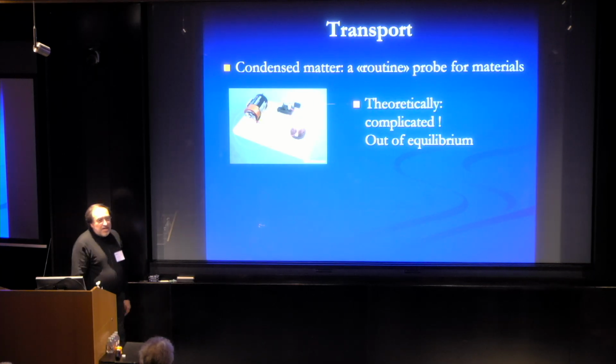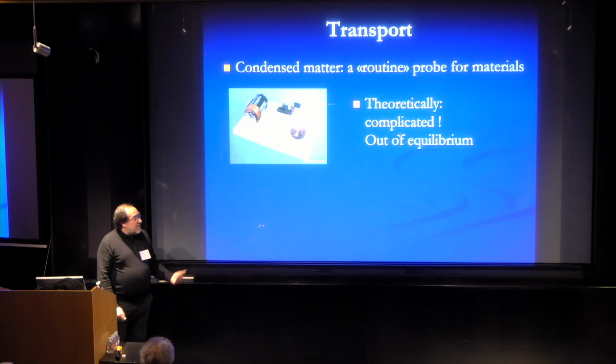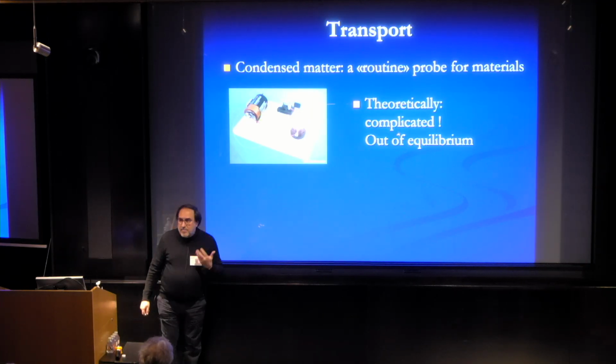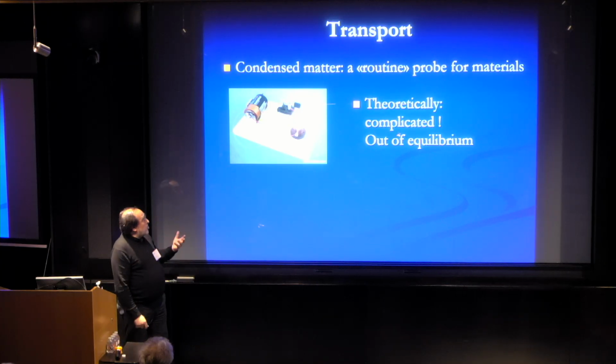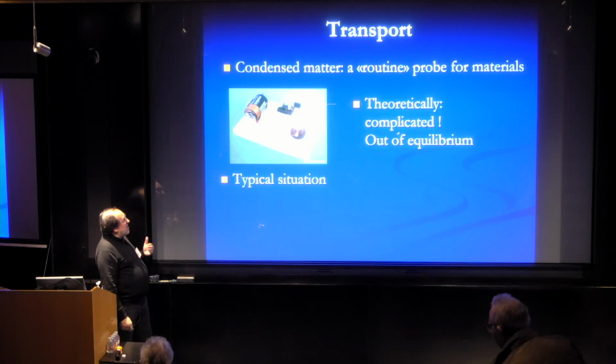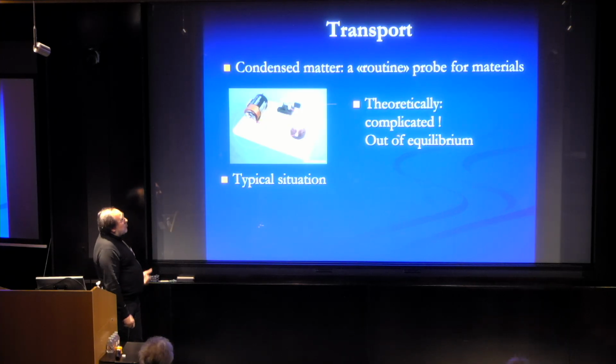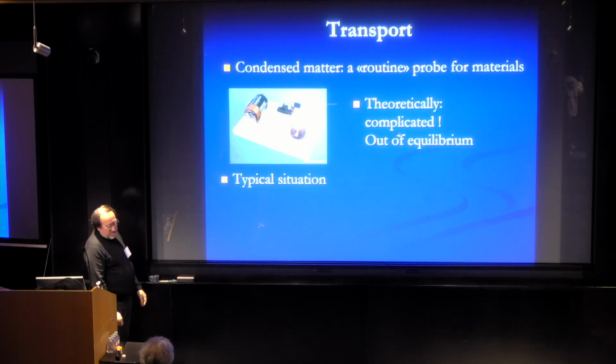So theoretically, actually, this is a very complicated thing, because that's a completely out of equilibrium situation. You're not probing your system in equilibrium here, but you pass, it might be a steady state current, if the battery is good at least, but it's definitely out of equilibrium. So there is an enormous amount of theoretical challenge in finding good techniques to describe this situation.